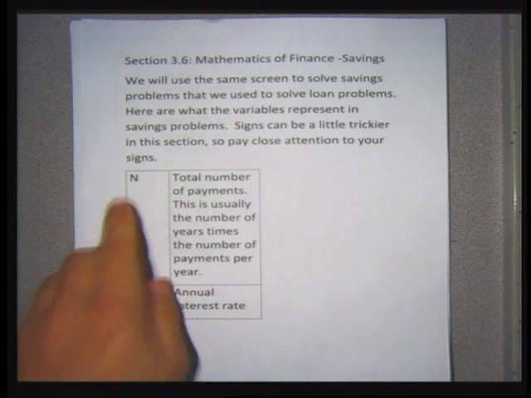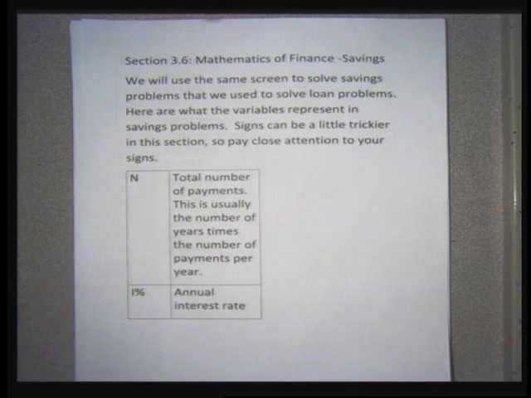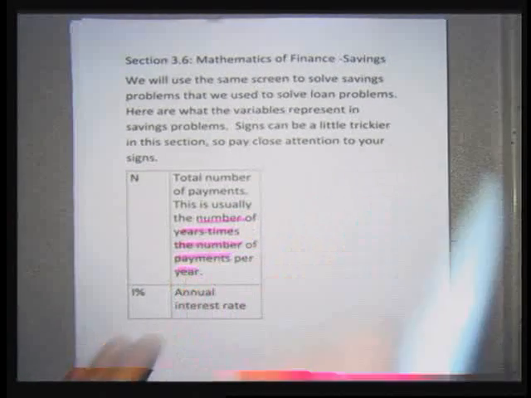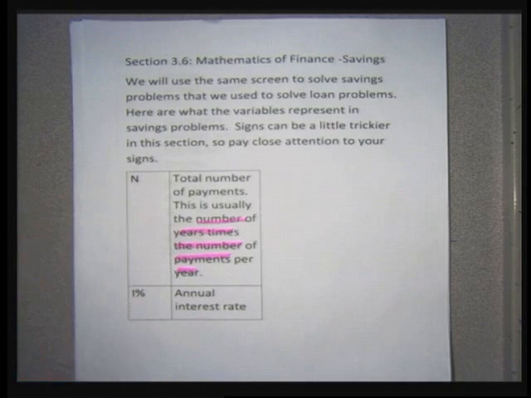And then, so the N is kind of consistent. It's the total number of deposits that we're making in a savings problem. In loan problems, it was the total number of payments, and it's not really any different. Usually the N in savings problems is going to be the number of years times the number of payments per year. And that's kind of what it says here. It's the number of years times the number of payments per year. And that won't be the confusing part of this section. Nor will the I, which is the interest rate. These really don't change.